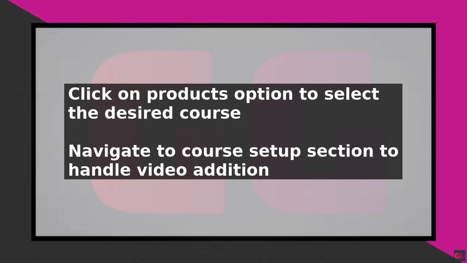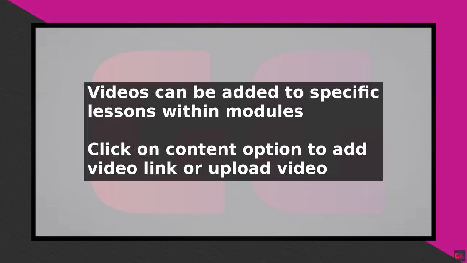Video edition is handled at the section level, so navigate to the Course Setup section. Within the course, videos can be added to the lesson section. For instance, if the course is about starting a restaurant, with modules for different types of restaurants and lessons within those modules, a video can be added to a specific lesson, such as one on a particular culinary topic.